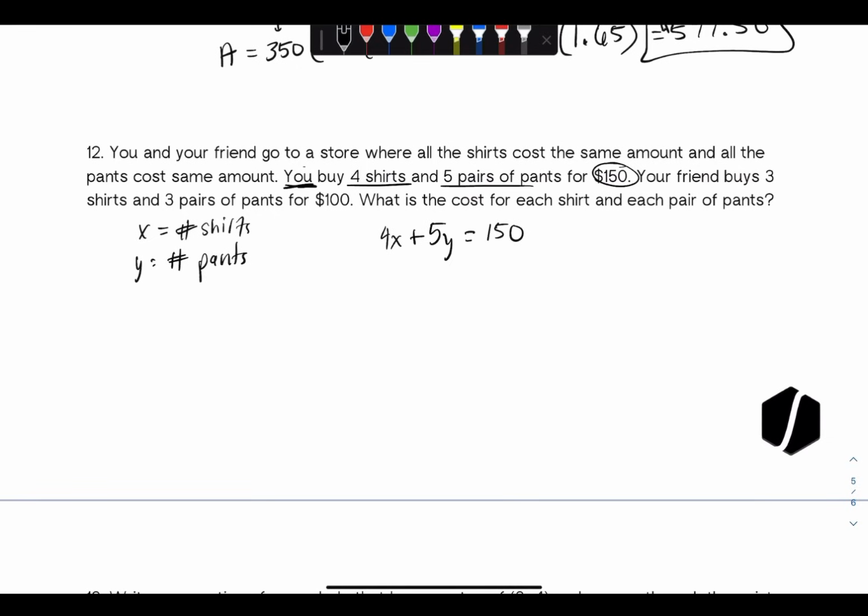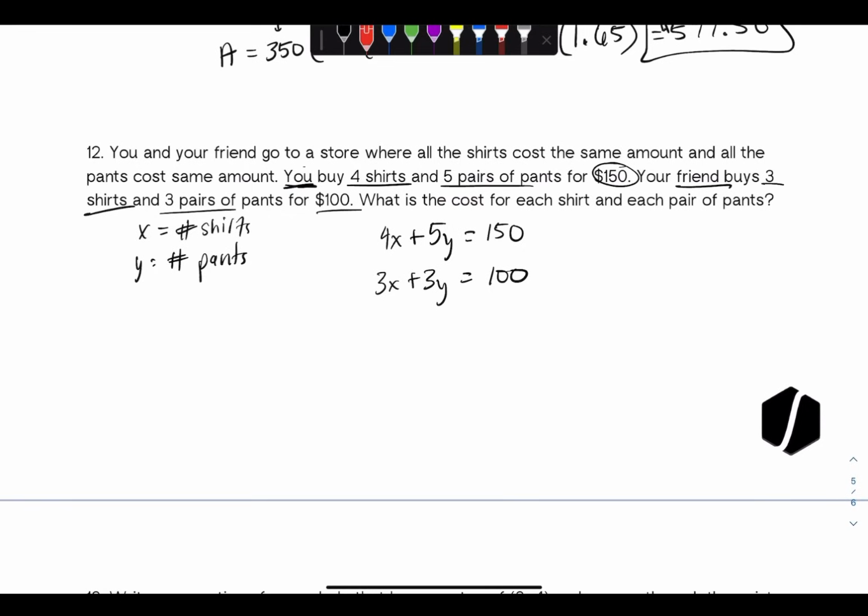Our friend buys 3 shirts and 3 pairs of pants for $100. So that would be 3x plus 3y equals 100. And so we have a system of equations here, just like we did before, and we're going to solve this probably using elimination. So let's get into it.